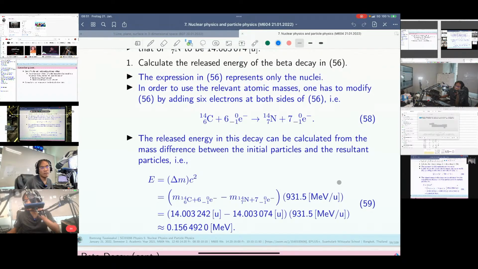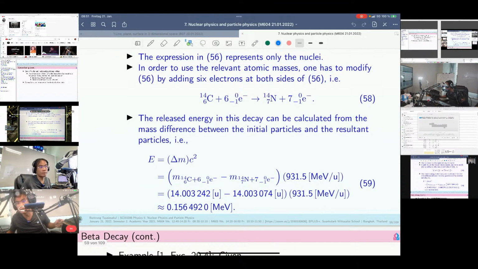It's quite simple, and you don't have to worry. Just make the multiplication only. All right. So the next step is that you find the difference of the mass.